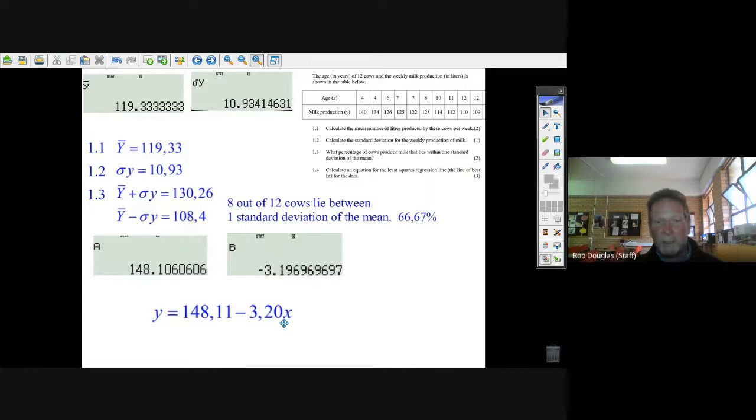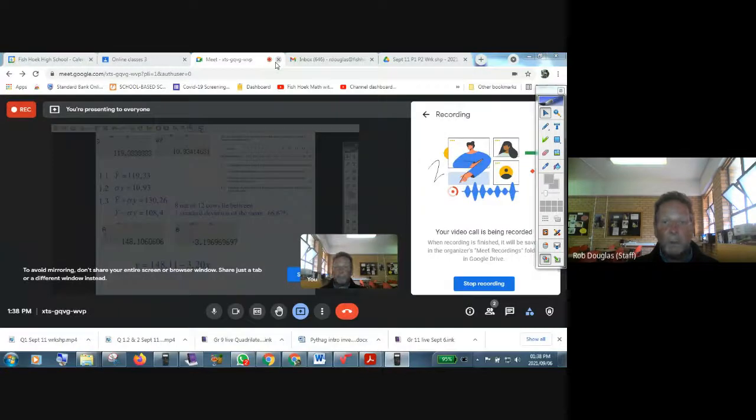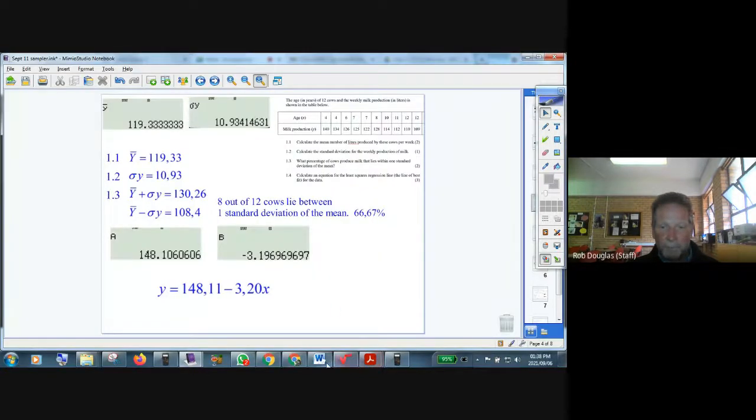Sometimes they'll ask, what if you had a cow that was 5 years old? What kind of milk could you predict it would produce? If you use the regression line, the best fit, to do a prediction, just put 5 in there. 5 times negative 3.2, add it to 148, and you'll get your prediction. And that's how you do it. I hope this helps.